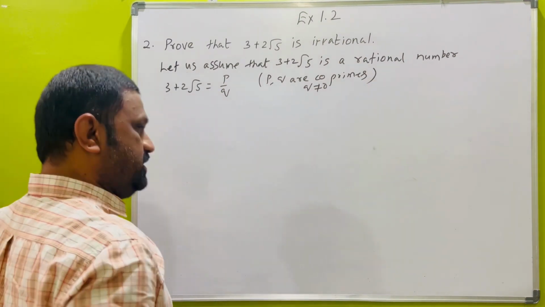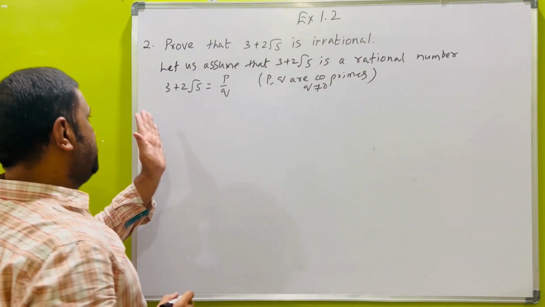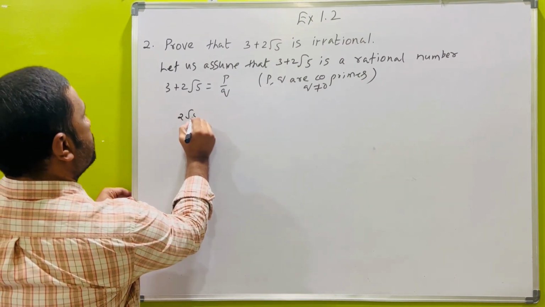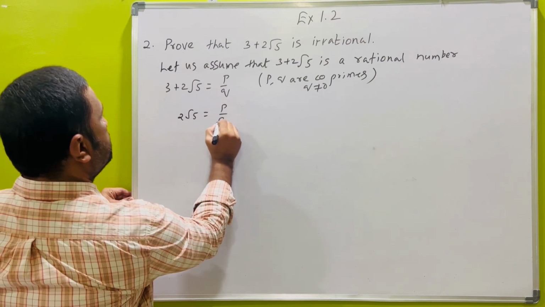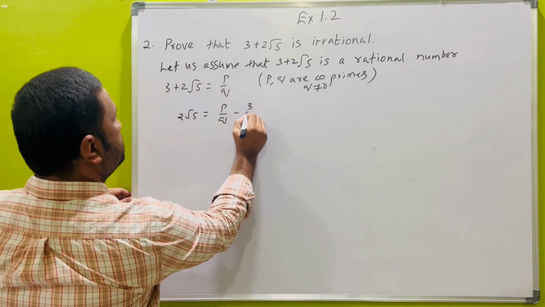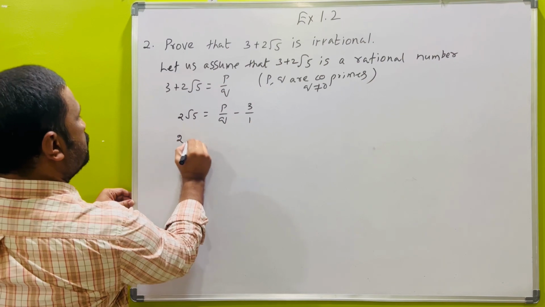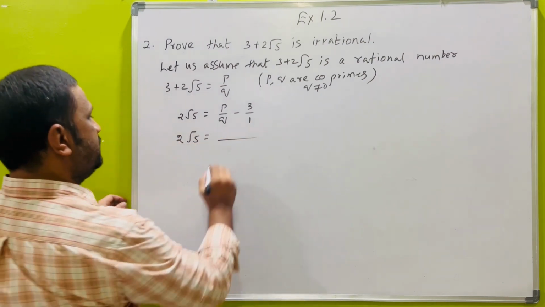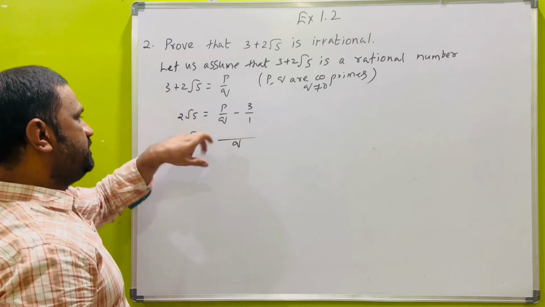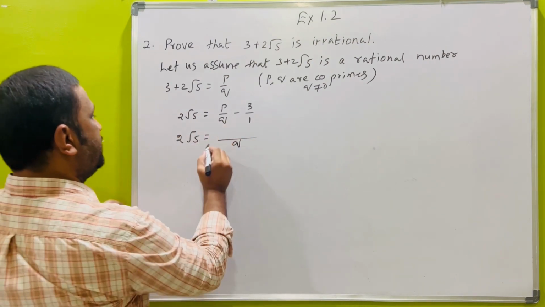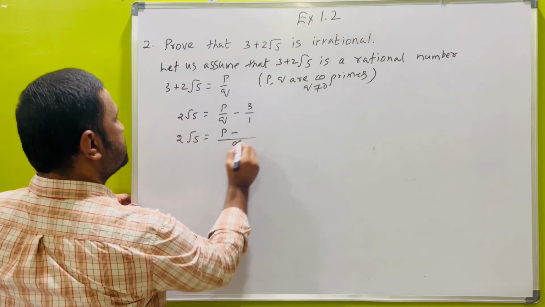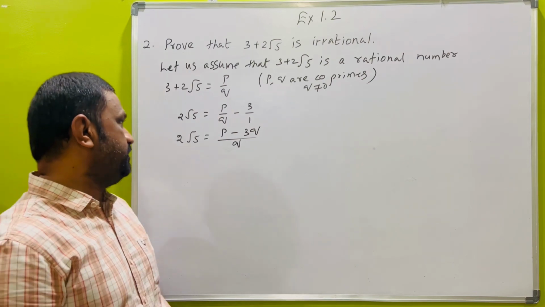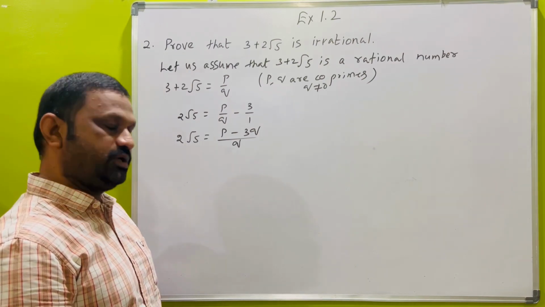Okay, this question is very simple. Simply send 3 to the right hand side. 2 root 5 is equal to P by Q minus 3. You can write 3 by 1. 2 root 5 is equal to, find the LCM of Q and 1, we will get Q. Now cancel P by Q into Q. We will get P minus 3Q. 2 root 5 is equal to P minus 3Q by Q.